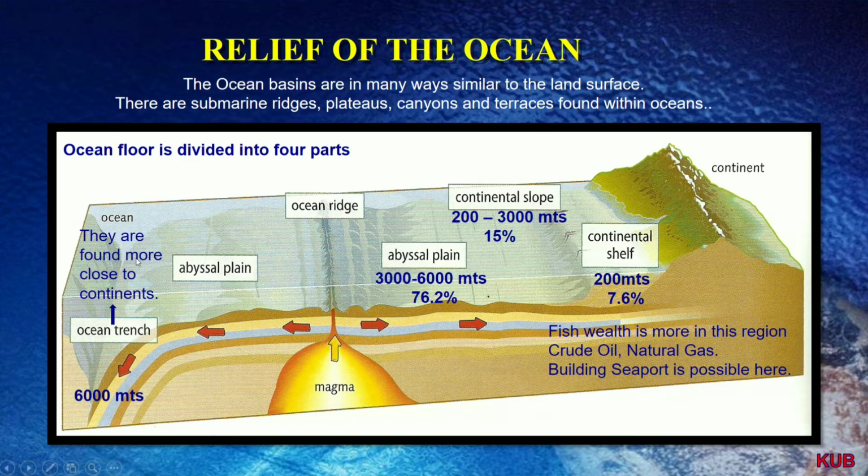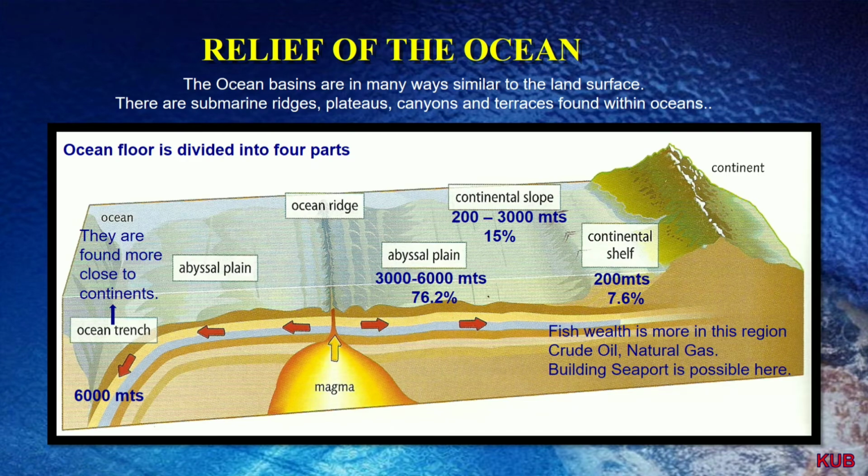Let's discuss more about the oceanic trenches. You can see the oceanic trench depth goes up to 6,000 meters. They are found close to continents. Contrary to our expectations, most of the deepest trenches are not located in the midst of the ocean, but are actually found near the continents.